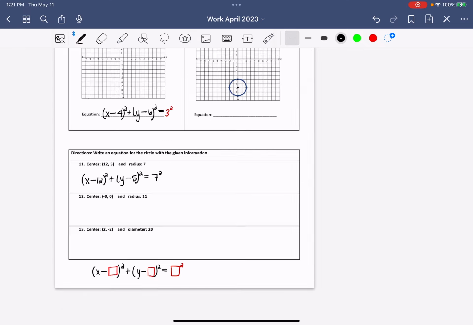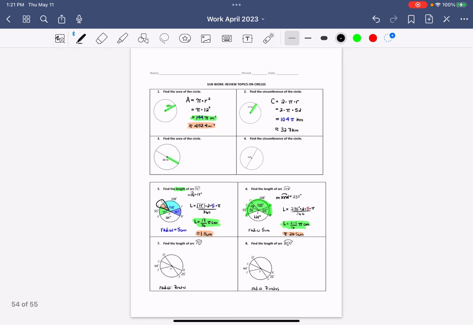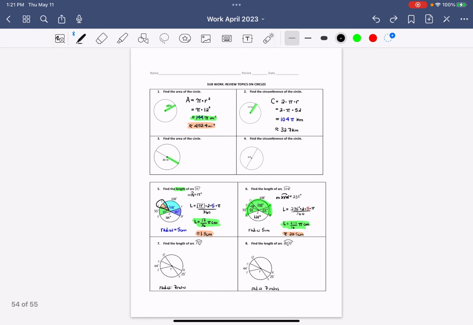Okay, so you should be able to finish the worksheet. And then there is an Alex assignment. I gave you one of these problems to do on Alex, one of these, and 2 of these. All right, that's it.